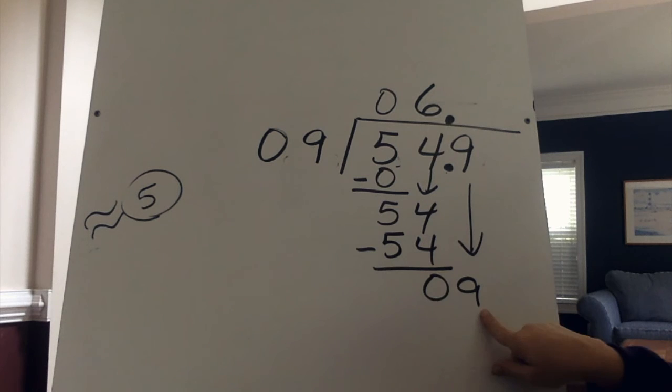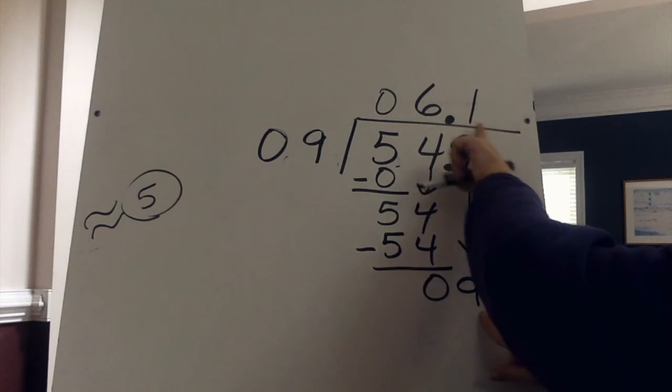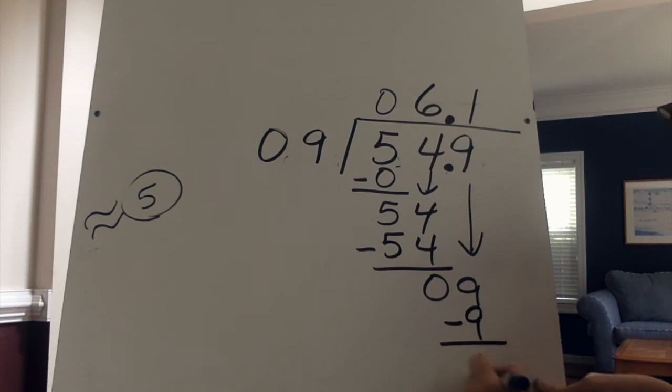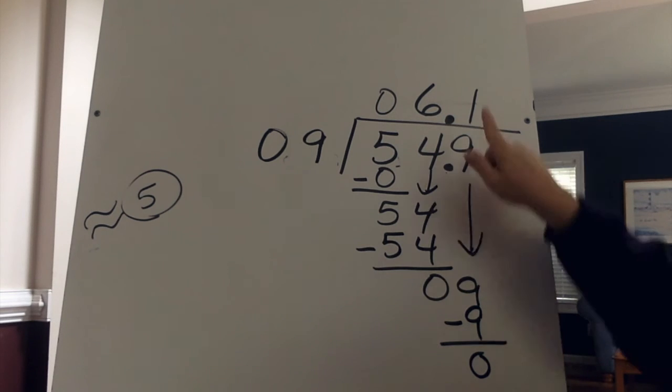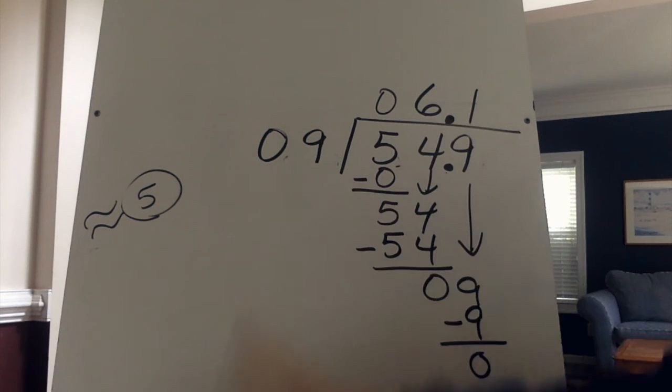So how many 9s go into 9? 1. 1 times 9 is 9. Nothing left over. So it's 6 1/10. 5 and 49/100ths divided by 9/10 is 6 1/10.